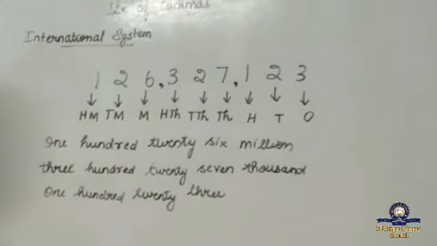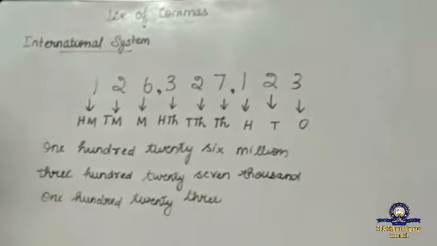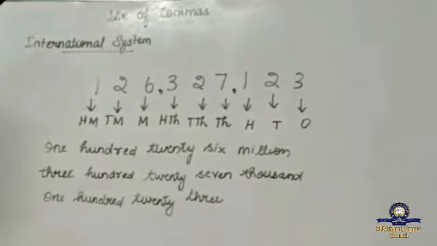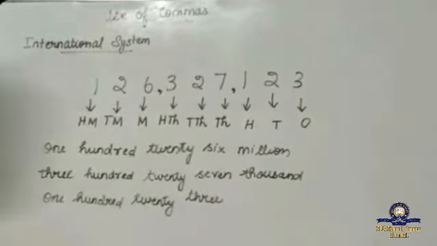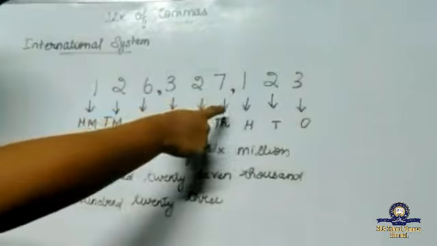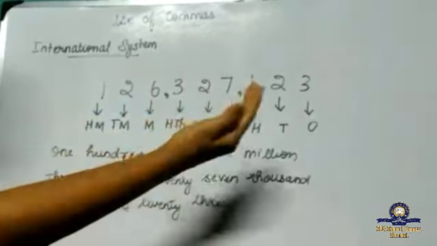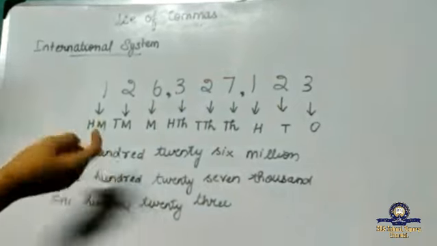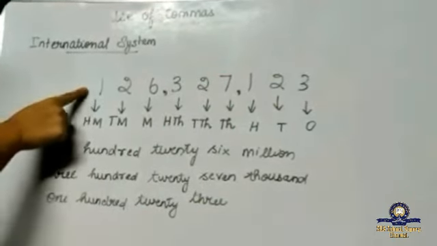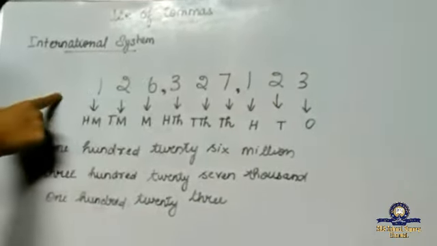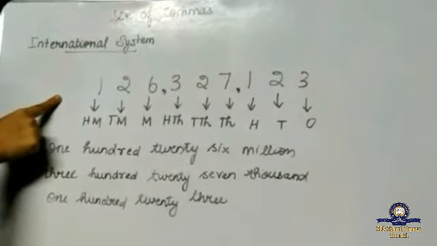So understood, students? In the international system of numeration also, we are going to put the commas from the right hand side only. So the first comma comes before the hundreds place, that is 3 digits from the right, and the second comma comes before the 100,000s place, that is 6 digits from the right, and the third comma comes before the 100 millions place, that is 9 digits from the right. Okay, students?